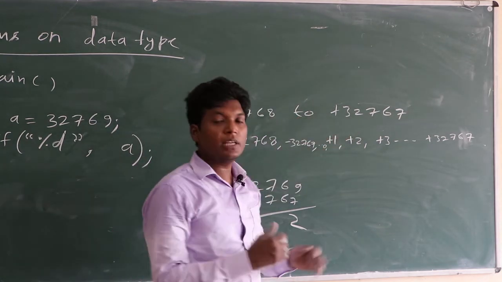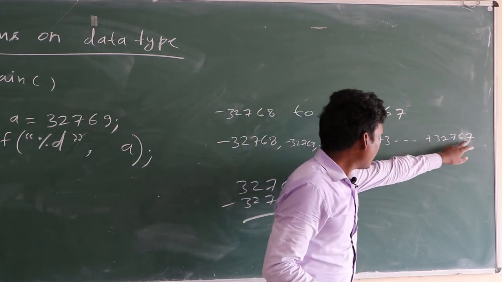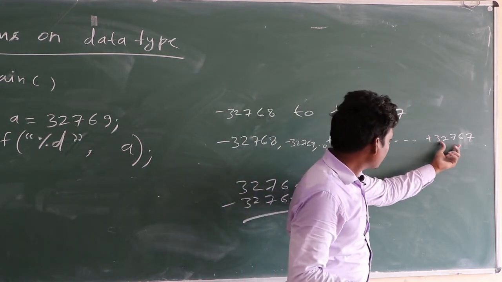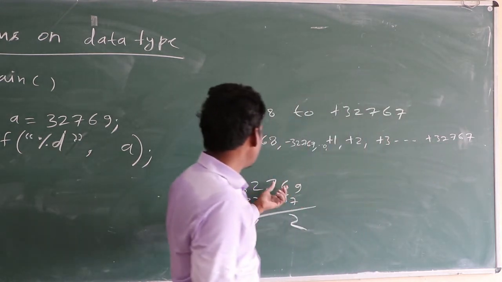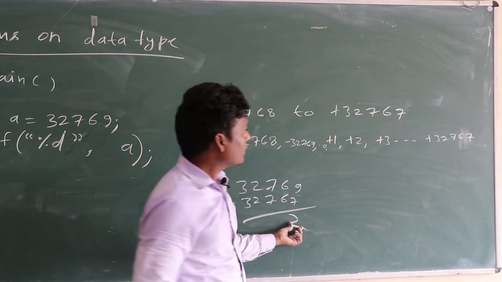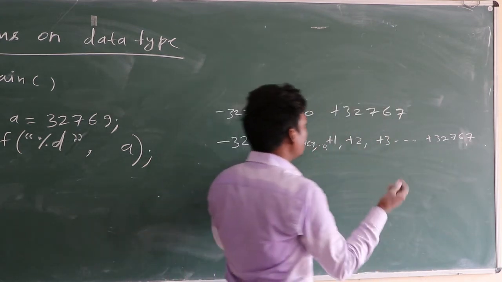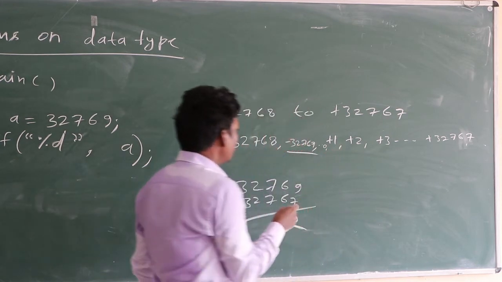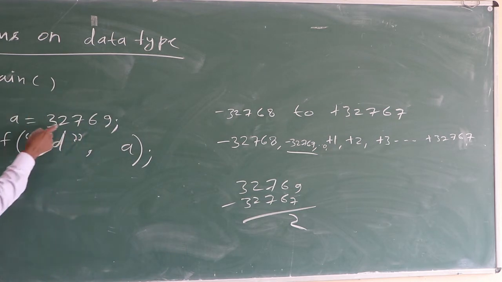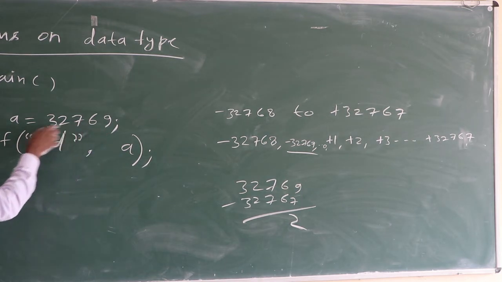So when you increment 2 times, the value will be here. 1, 2, 3, 4. Finally you are here, and this number is larger by a quantity of 2. So when you increment +1, you will get this number. When you increment further, you will get this number. So the final number is -32767, the reduced value of this number, and this reduced number is assigned to a.